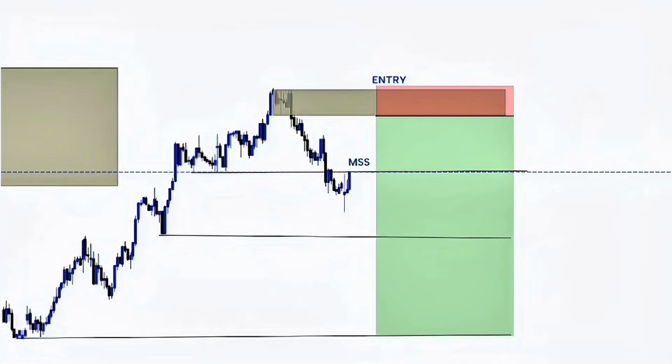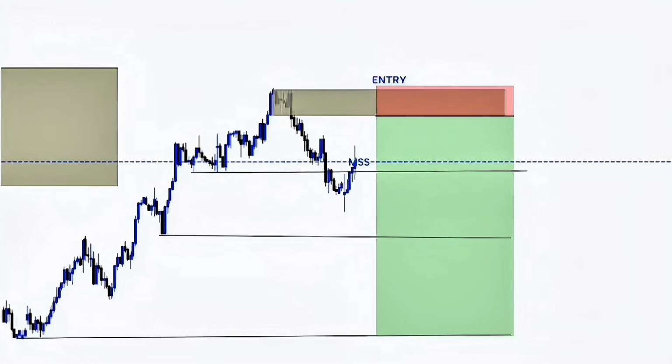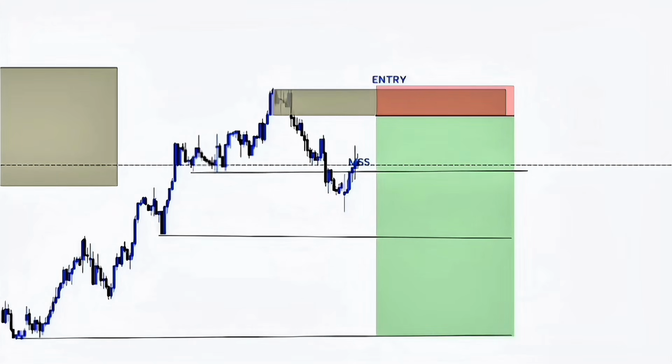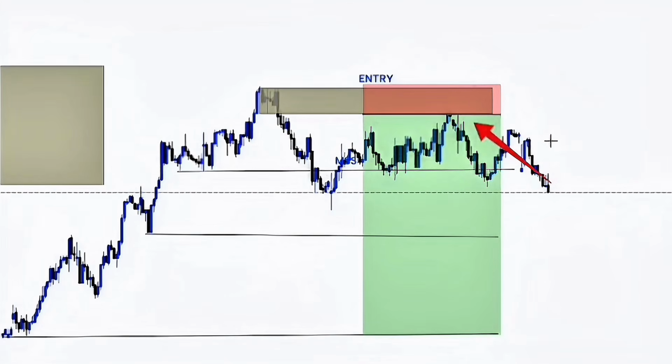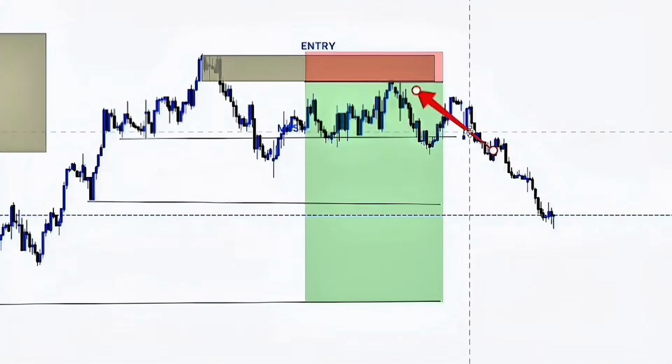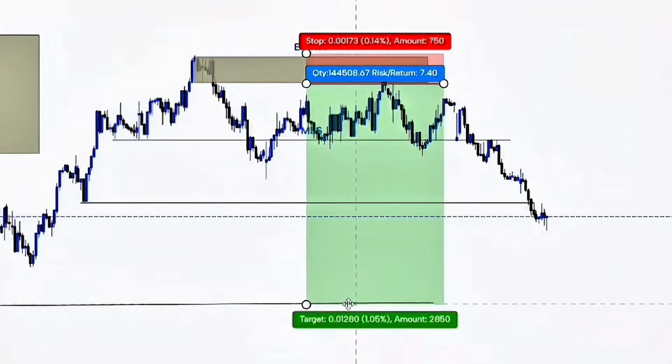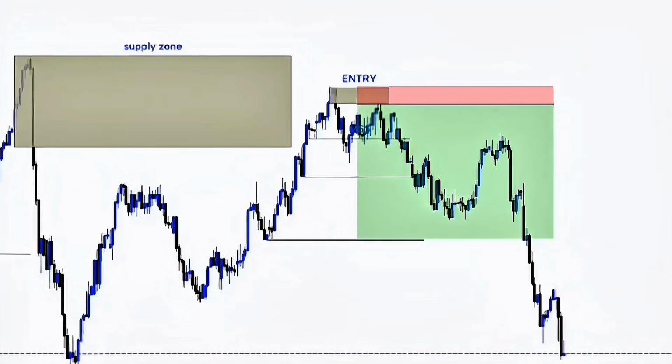So I place my entry at the lower time frame supply zone and target the liquidity below, taking partial profits as the trade continues. Now let us see how the trade plays out. Price pulls back into the zone, gives us a clean sniper entry, and then drops straight into the liquidity exactly as planned.